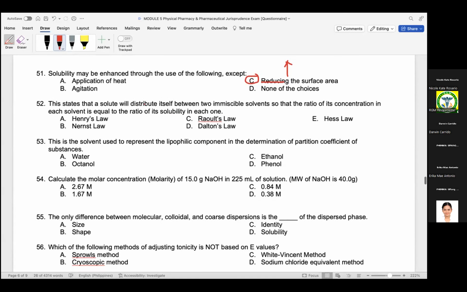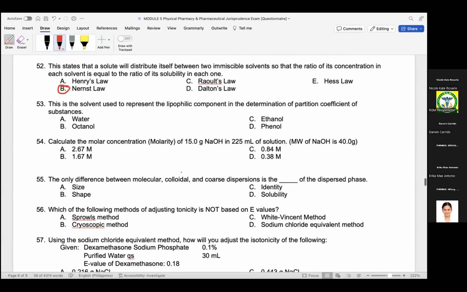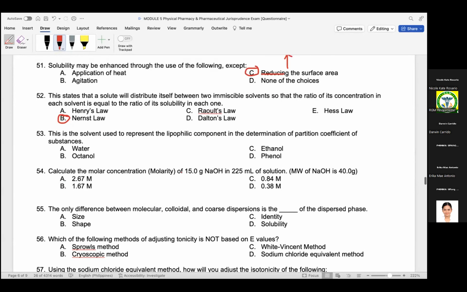Number 52, this states that a solute will distribute itself between two immiscible solvents so that the ratio of its concentration in each solvent is equal to the ratio of its solubility in each one. I think this question is a repeat question. So, this is Nernst law, letter B. The partition coefficient. Number 53, this is the solvent used to represent the lipophilic component in the determination of partition coefficient of substances. The correct answer is octanol. I mentioned that earlier, octanol.